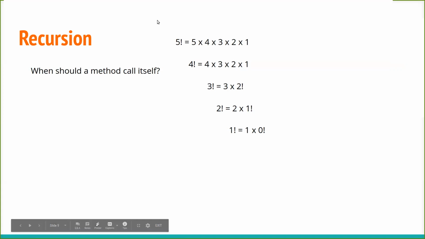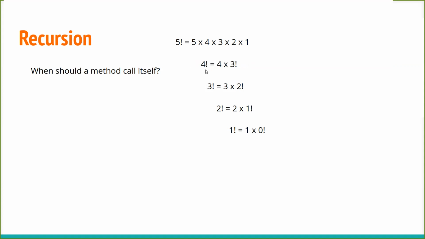And you can keep going up. Hopefully you can extrapolate this pattern up. So we can see that 4 factorial equals 4 times 3 times 2 times 1. Well, 3 times 2 times 1 is just 3 factorial, right? So 4 factorial equals 4 times 3 factorial. And you can see up here that 5 factorial equals 5 times 4 times 3 times 2 times 1. But 4 times 3 times 2 times 1 is by definition 4 factorial, right?